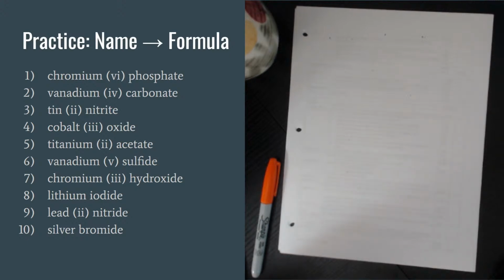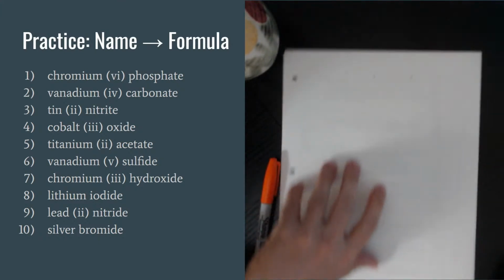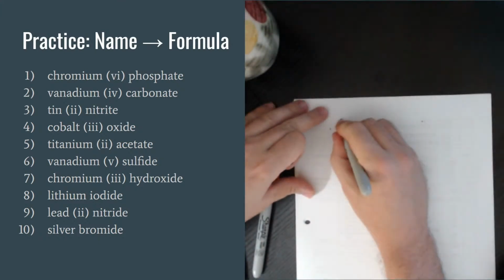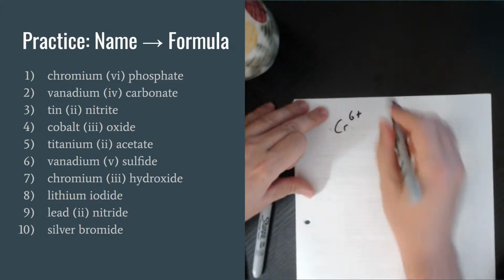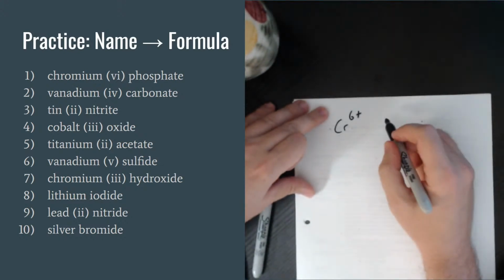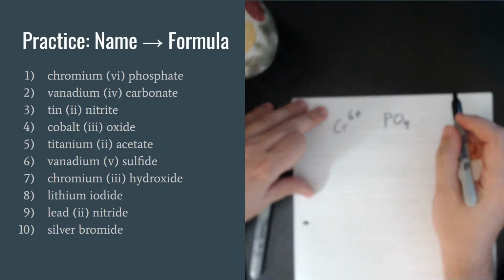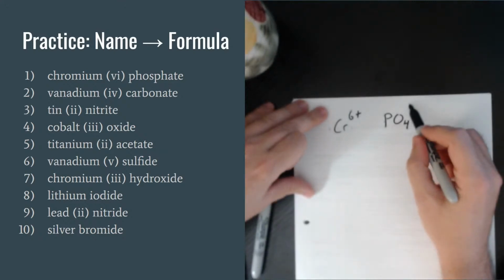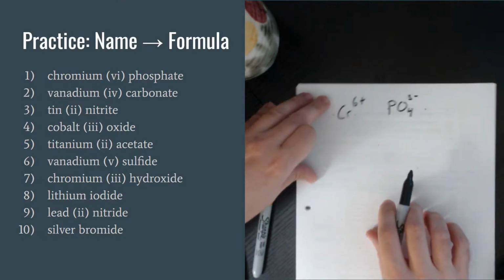So, first up, we have chromium(VI) phosphate. Chromium is Cr, and they're telling us that it has a 6+ charge. Phosphate: phosphorus is on the third row. Third row starts at 3, so phosphate is 1 more, PO4. Third row starts at 3 for the charge. Phosphorus is the one further to the left, so it's PO4, 3 minus.